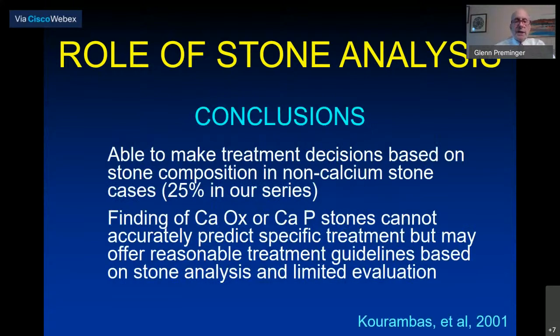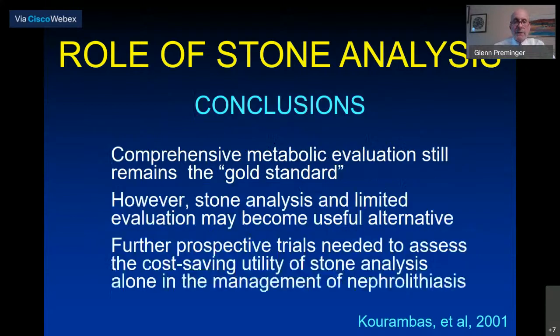So in conclusion, we were able to make treatment decisions based on stone composition in all of our non-calcium stone formers, which came to about 25% of our patients. And if you had calcium oxalate or calcium phosphate during the stone analysis, while you could not accurately predict specific treatments, I think you can offer reasonable treatment guidelines based on a stone analysis and limited evaluation itself.